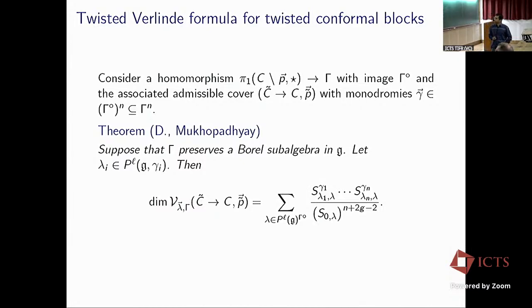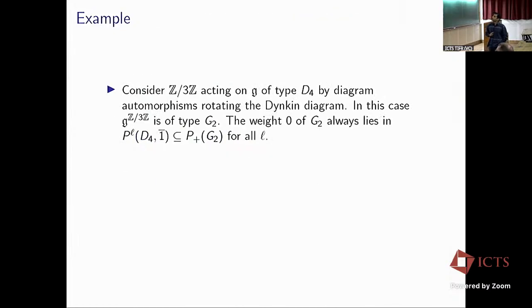Okay, so that's the twisted Verlinde formula. And yeah, so let me just do an example. Take D4, and you have the cyclic order 3 permutation of D4. In this case, the fixed point Lie algebra is of type G2. And so for any level, 0 is an admissible weight in the twisted affine algebra of basically D4, 3.